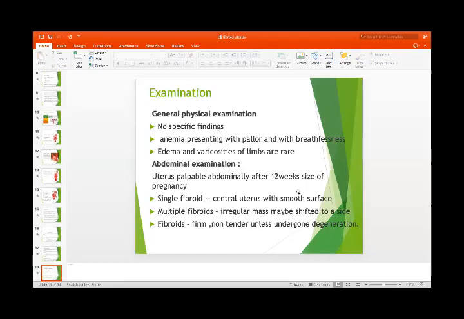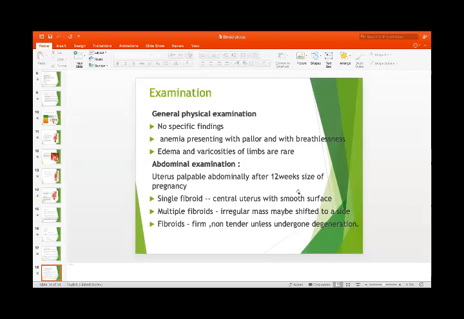So how to examine a patient with fibroid uterus? Whenever you come across a patient with fibroid, you will start from the general physical examination, abdominal examination, and then you will do gynecological examination. On general physical examination, as the main complaint is menorrhagia, you will look for the signs of anemia.